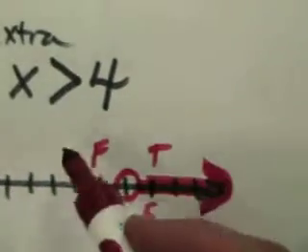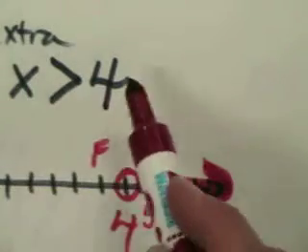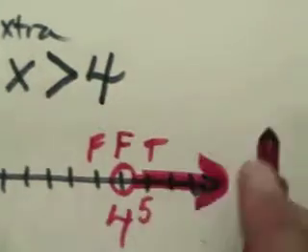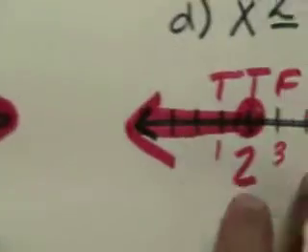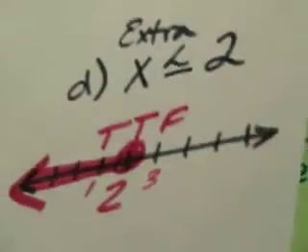I'm going to go back to this one and just test this point right in the middle. 4 is greater than 4. That's false. That's why it's open, and that's why it's filled in. Okay, that is going to be all.